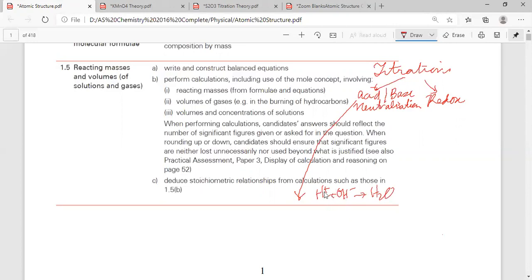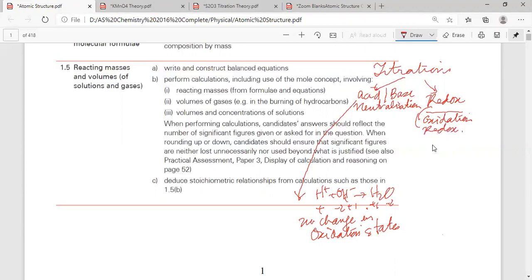There's no transfer of electrons. Hydrogen is +1, oxygen is -2, and hydrogen is +1. So there's no change in oxidation number. But in this reaction here, there will be change. There will be two reactions: one is oxidation and one is reduction. Okay?